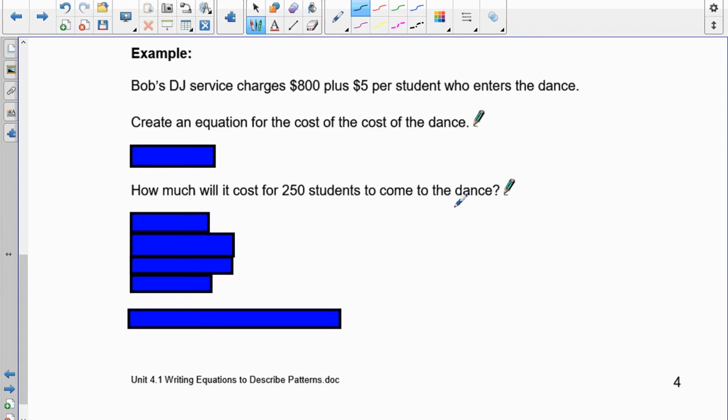In Bob's DJ service, he charges $800 plus $5 per student who enters the dance. Now, I don't know how familiar you are with DJ services, but when they come in, you have to pay them to set everything up, right? And then there's a charge per student. Now, if they just charge by student and 3 people showed up for the dance, they'd only get $15, right?